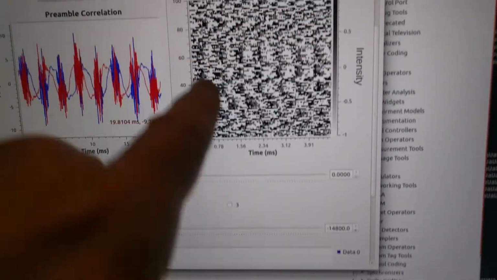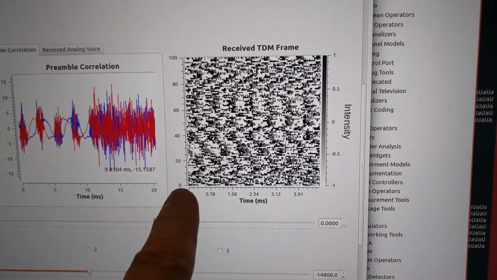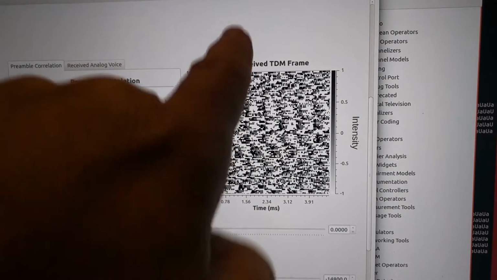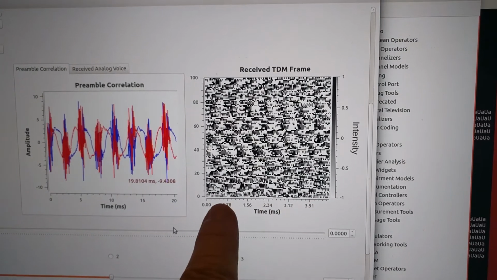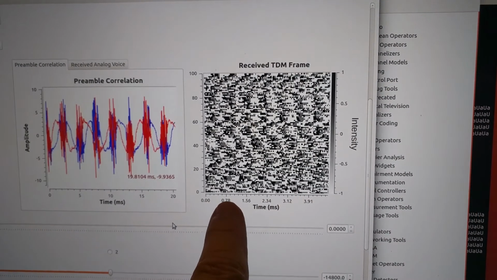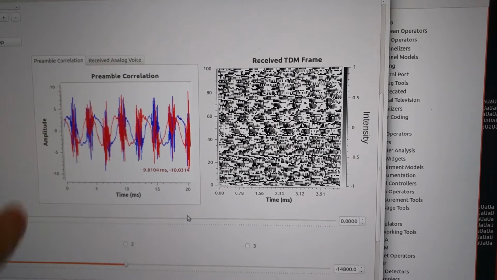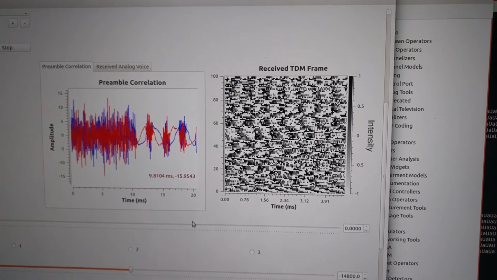Over here is where we're trying to reconstruct it. You can see this has data in it. There's random looking data similar to what we see being transmitted, but it doesn't have the vertical structure. That just means that it's not synchronized in time, which is a result of the correlator part not working yet.